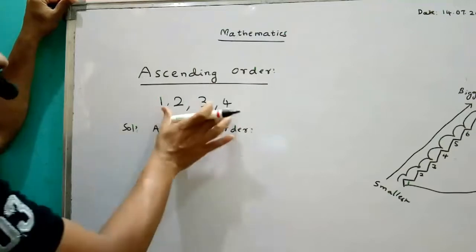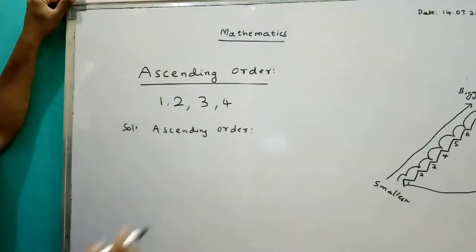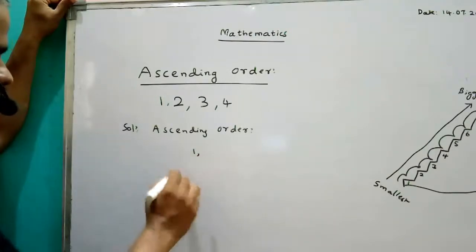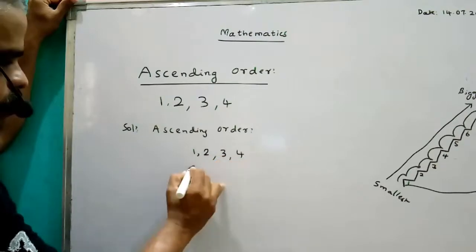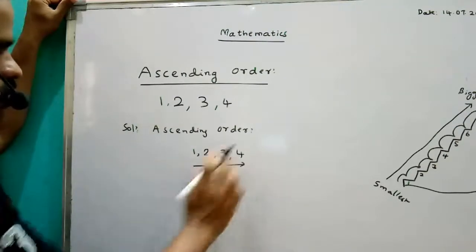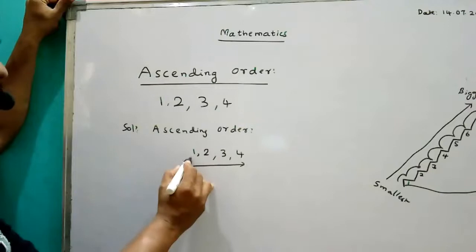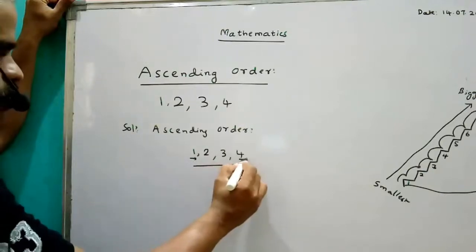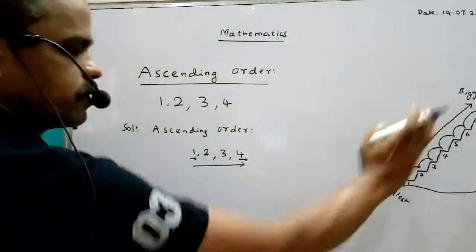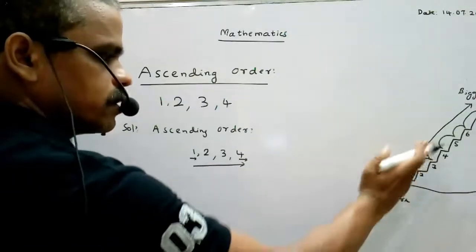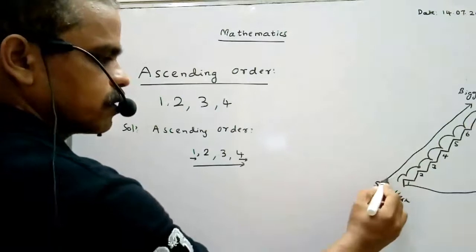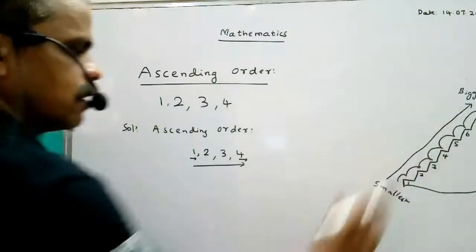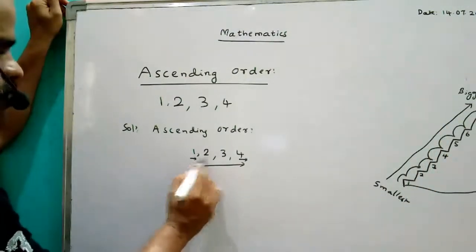Then in 4 digits, which is the smallest? First 1. Next, some of the biggest, 2. Next 3. Next 4. So we are increasing the number. So we go from smallest number to biggest number. Like this, we are increasing steps. We are going up. This is a symbol. Ascending order. We started from smallest to biggest.